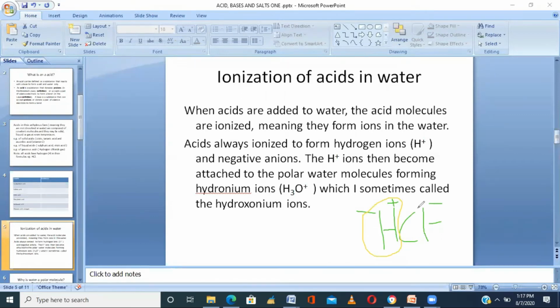So it could be more than one anion in the water, but in this case, we're looking at hydrochloric acid, we only have one anion. The hydrogen ions then become attached to the polar water molecule, forming hydronium ion. So this is very important to remember. And I'm going to show you how this hydronium ion is formed. Forming the hydronium ion, which is sometimes called the hydroxonium ion. Hydroxonium ion, however you want to enunciate that word.